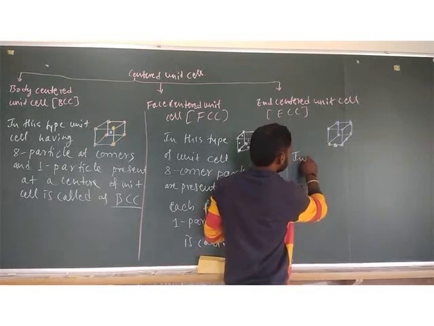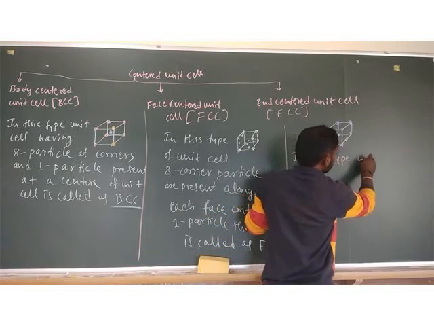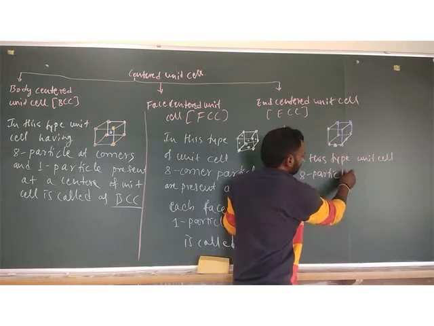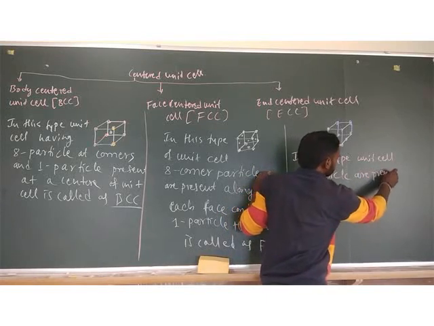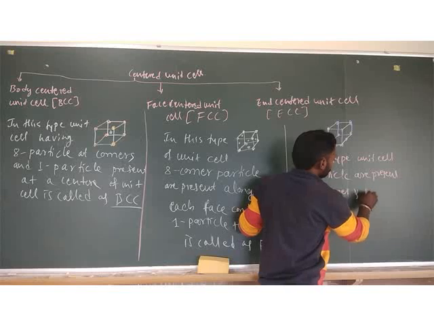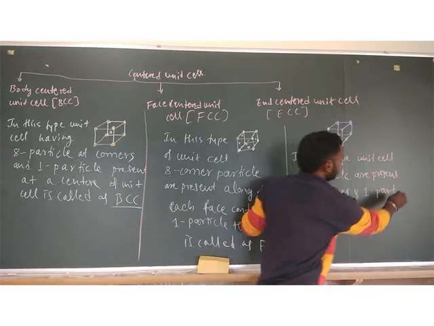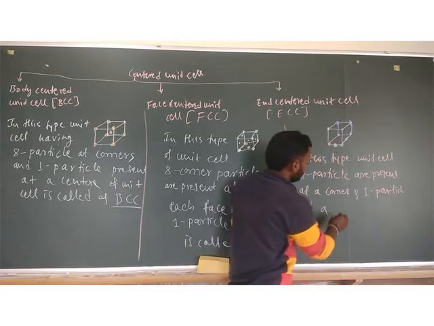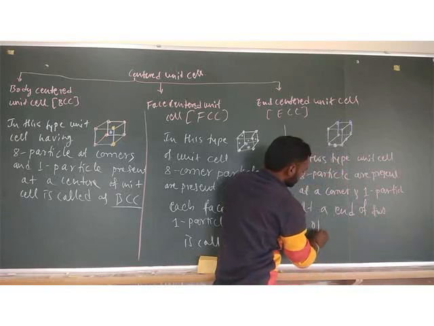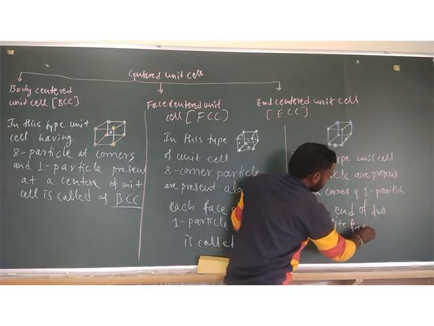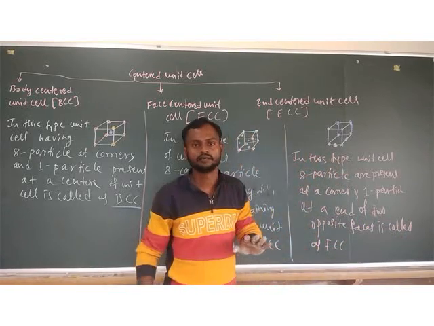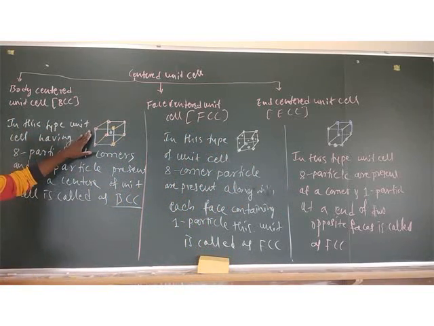So in this type of unit cell, 8 particles are present at the corners, and one particle at the end of two opposite faces, is called end centered. So first one is a body centered unit cell.